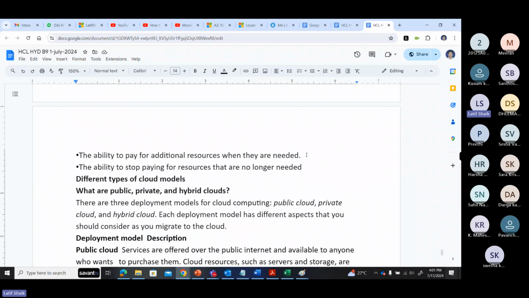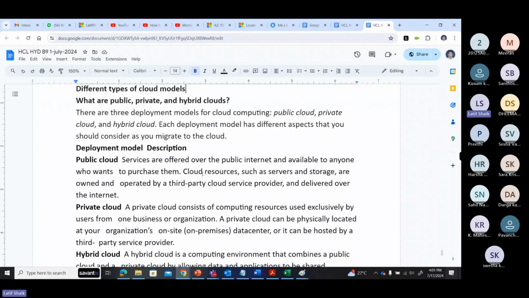So I need some storage or database services also. I am able to pay for that, so I will add those resources and use them. Ability to stop paying for resources that are no longer required. For example, I don't require database related services now, I will remove the database service. So only for the virtual machines, means servers only, I will pay for it. Or maybe some application only I'm paying for. Which service I require, I will add it, use it and pay for it. Which services I'm not using, I don't need to pay for. That is what this consumption model means.